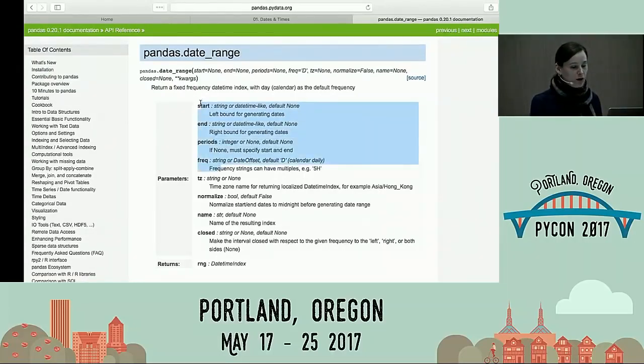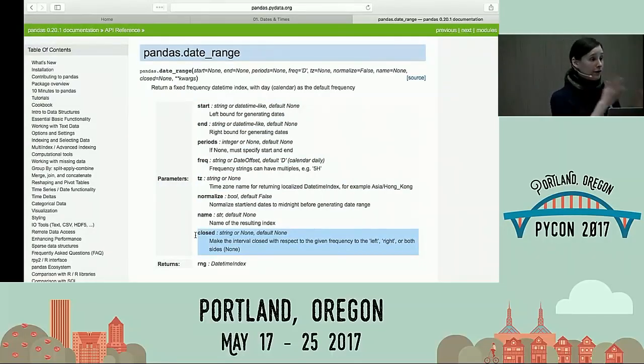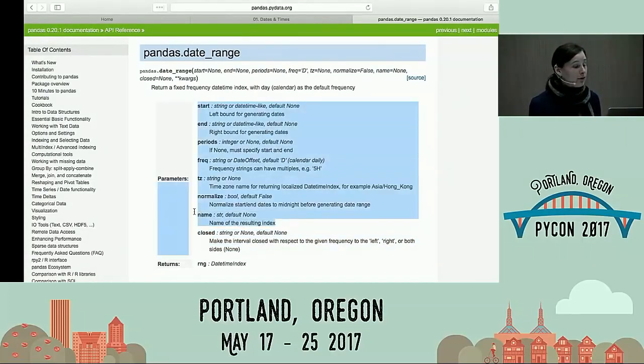So of these four, you need to give it enough to know what dates to actually generate, to have it be determined but not overdetermined. There's also things that are just extra nice things, like closed, to make the interval closed. You can do left, right, or both. That's first of the month, last of the month, beginning of the day, end of the day, beginning of the business day, end of the business day. You can name your index, say if you are going to use a series with a named index, for those of you comfortable with pandas.